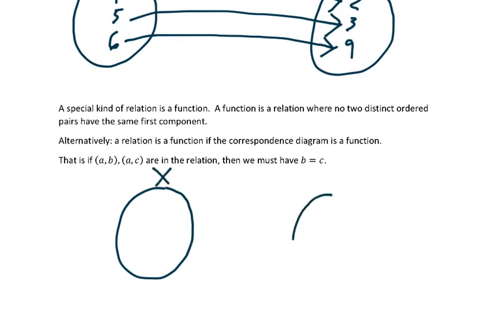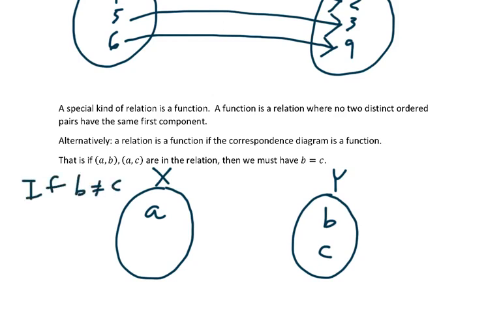So if this is X, this is Y. And if B were not equal to C, you have A here, you have B and C. Well, again, this is if B were not equal to C, you have A goes to B, but A would have to go to C. You would have something like this.